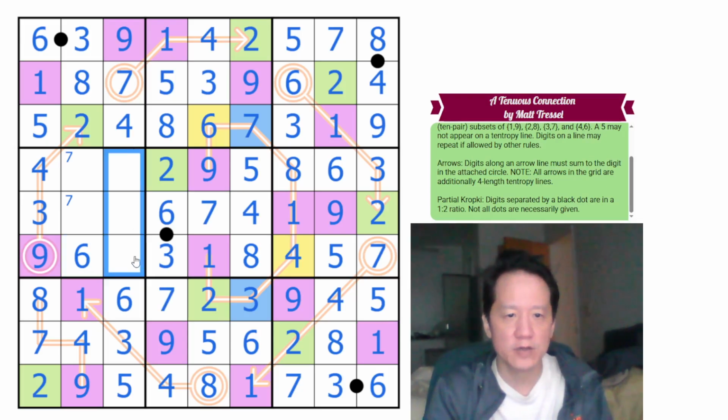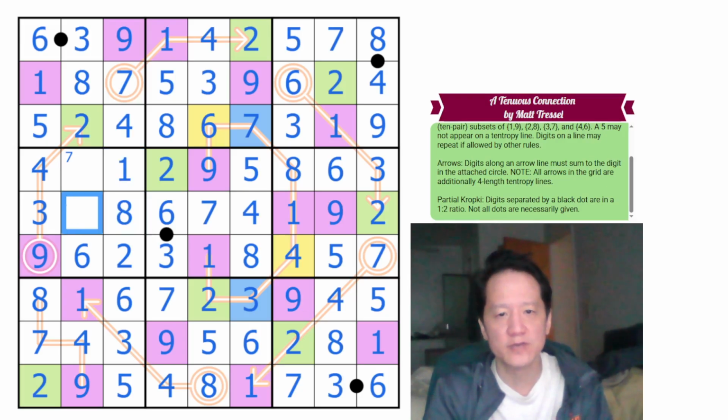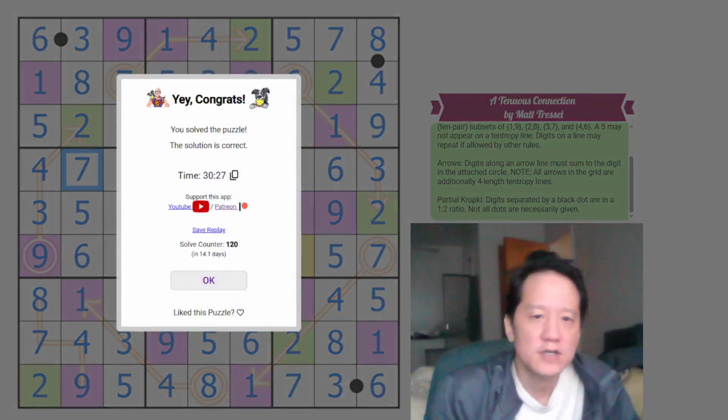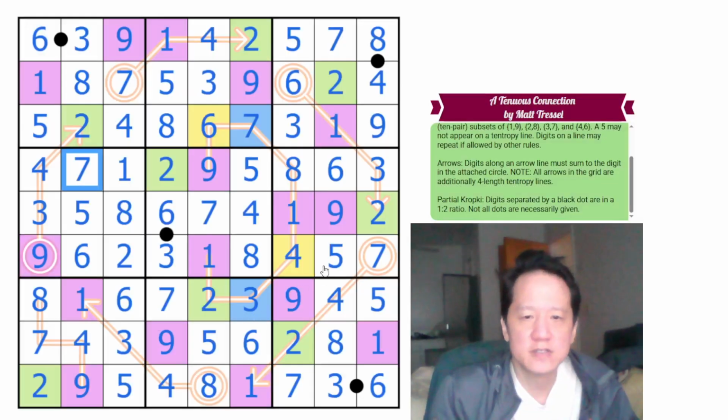Digits remaining here, this has to be a 2. We have, what, 1 and 8. This can't be 8, so this is 1, which makes that an 8. This can't be 7, which makes that a 5, and therefore this is a 7. And that's how you solve it.